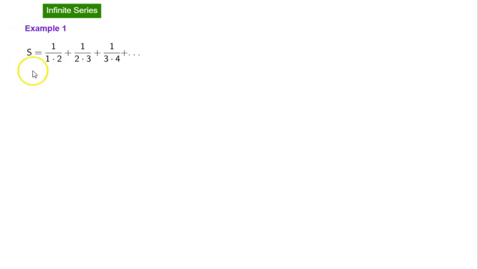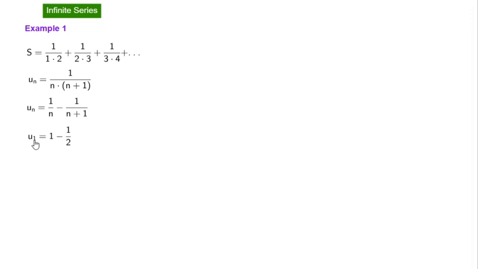First one, we have S is equal to 1 by 1 times 2 plus 1 by 2 times 3 plus 1 by 3 times 4 and so on. So we have a series. Now the nth term of this series would be U sub n is equal to 1 by n times n plus 1. Now using partial fractions, we can split this into 1 by n minus 1 by n plus 1. In a previous session, I have already shown how this can be done.